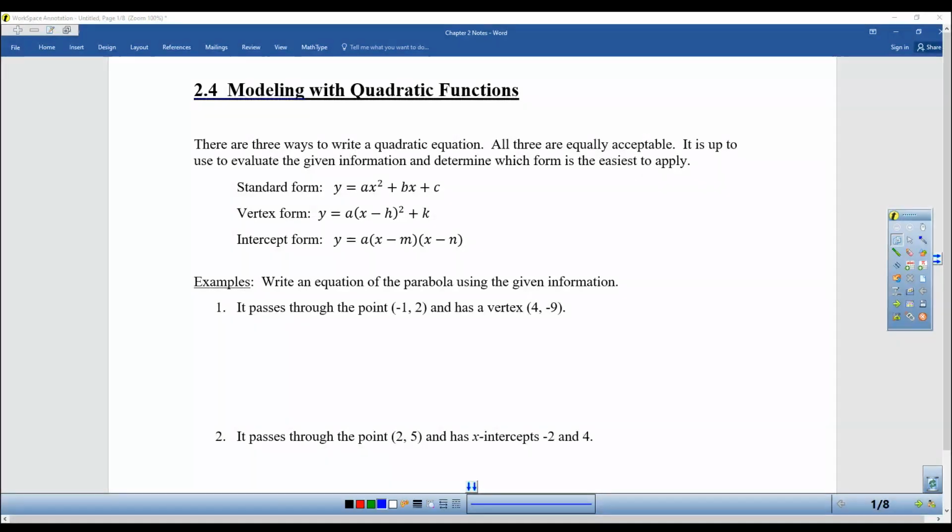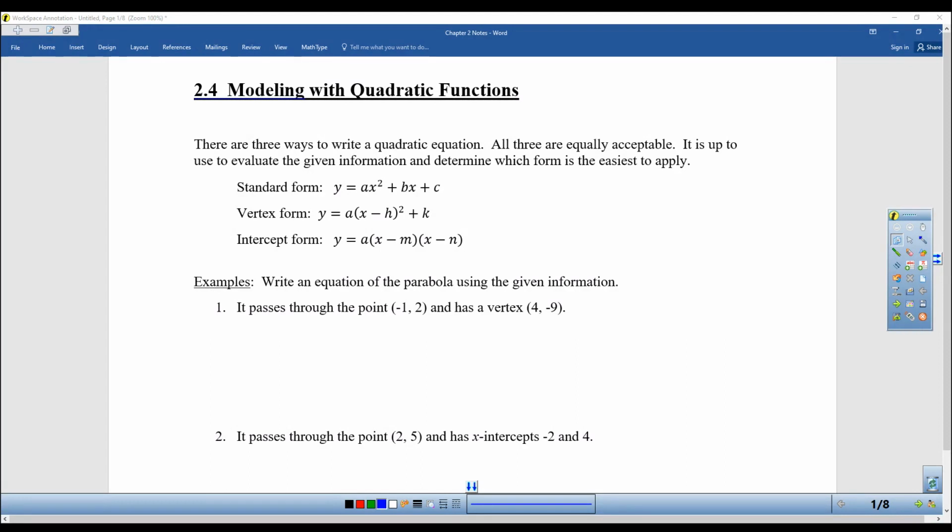So this chapter you've learned that there are three ways to write a quadratic equation. All three are equally acceptable. It is always going to be up to you to evaluate the given information and determine which one is the easiest to apply, but I will accept any of the three answers.